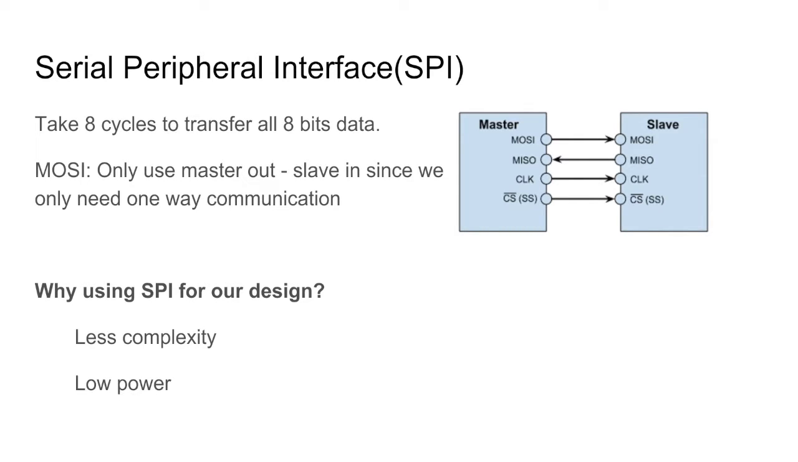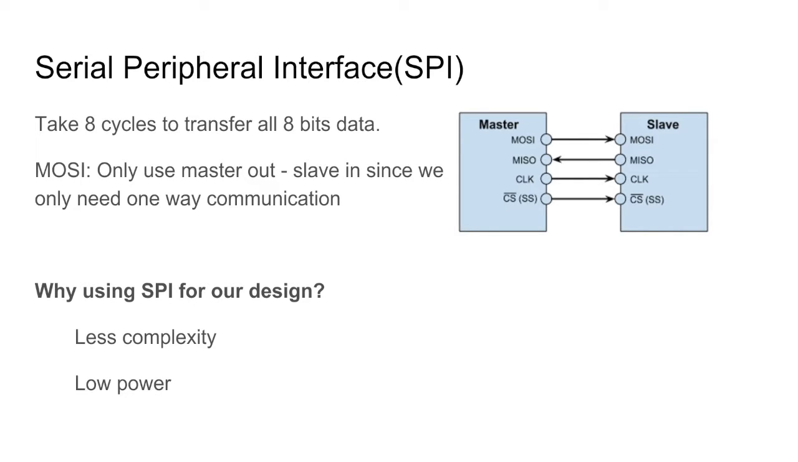SPI requires 4 pins: MISO, master in slave out, MOSI, master out slave in, a chip select, and a synchronous clock. However, in this project, we only need 3 pins since the MOSI is not needed. There is only one way of communication. There are 8 bits input, so it would take 8 cycles to completely transfer data.